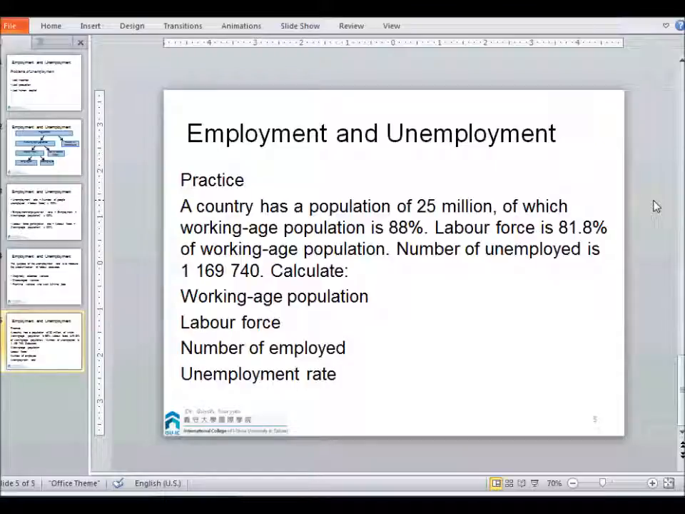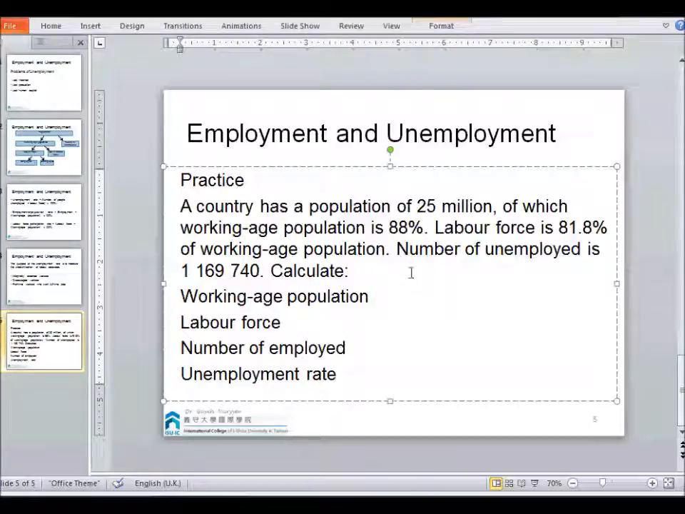And before we finish this video, let's have a look at this practice problem. Imagine a country with 25 million people in which only 88% make up the working age population, and out of those 81.8% make up the labor force, and the number of people unemployed is, let's say, 1,169,740. Let's practice by calculating the working age population of the country, the labor force, number of people employed, and the unemployment rate.